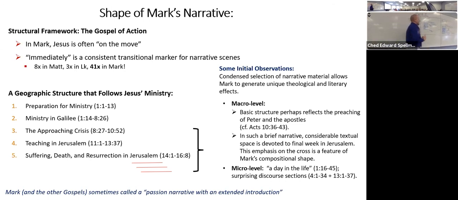So as we're thinking about the theology of Mark, one of the things he does is give us a theology of the cross, not by giving us a lengthy discourse by Jesus himself on the cross, but by giving an account of Jesus' entire ministry that focuses on those last 7 days in Jerusalem.